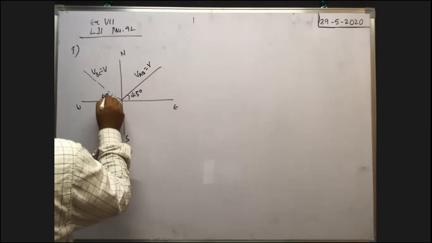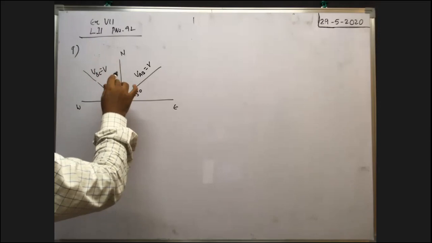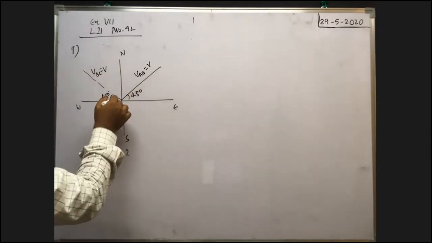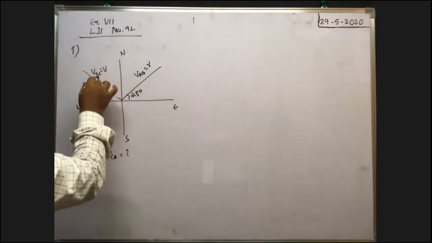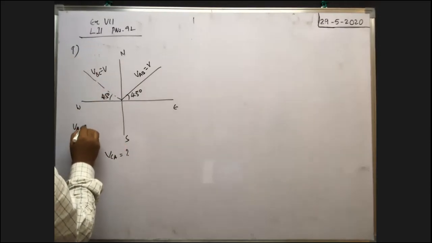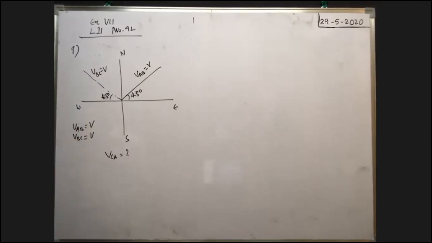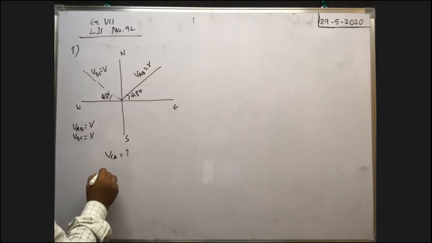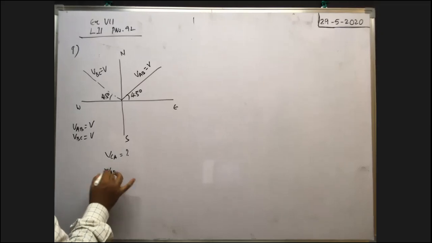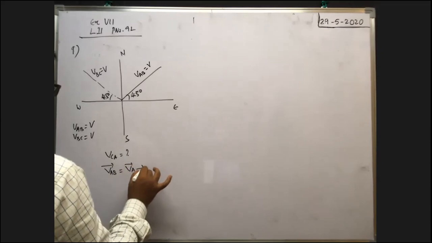Next, velocity of B as seen from C is also equal to V, also along the northwest direction, bisecting the northwest direction. So VAB is given, VAB is equal to V, VBC is also given, that is equal to V. Now what is VCA? That is the question mark. You see, velocity of A with respect to B is equal to velocity of A minus velocity of B.